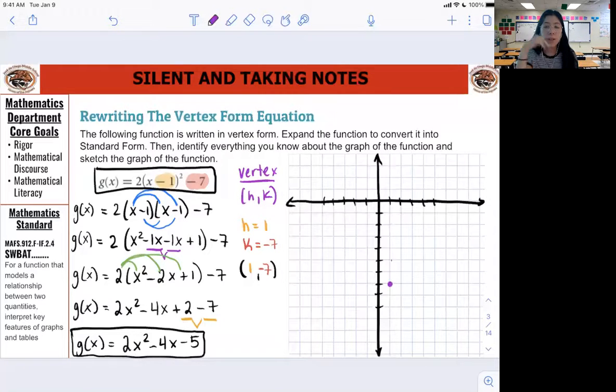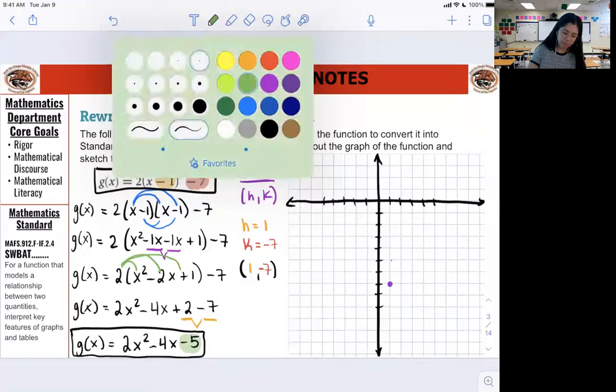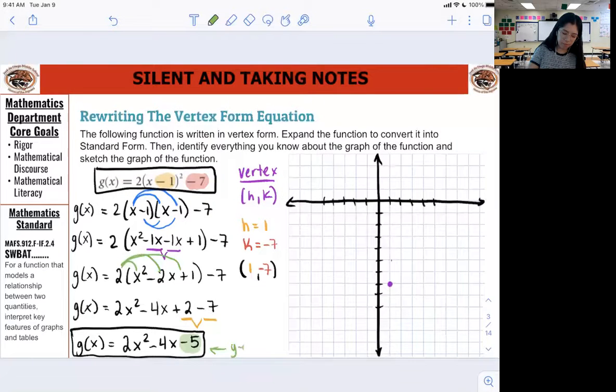Okay, so I know my vertex. What else do I know now that I have it in standard form as well? I know the y-intercept. What is the y-intercept? -5, yeah. So remember this number right here at the end, the constant, that's your y-intercept. It's -5, so I can put that down as well. 1, 2, 3, 4, 5. -5. So now I've got these 2 points.